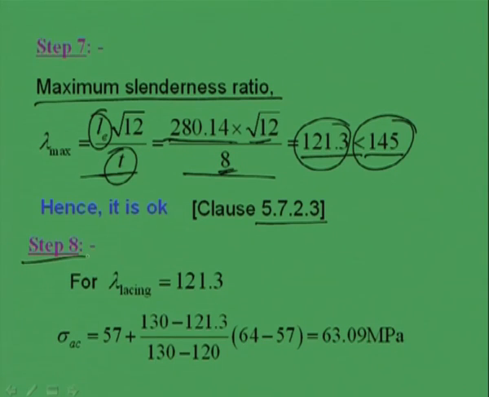In step 8, what we will do? We know lambda lacing is this. So, what will be the value of sigma AC? Now, sigma AC means the allowable compressive stress, which we will get from table 5.1 of IS 800 1984, right. So, sigma AC we can find out from this table 5.1, that is 63.09 MPa allowable compressive stress for lacing.